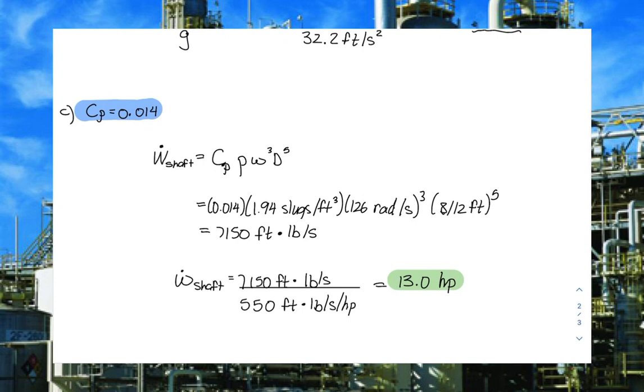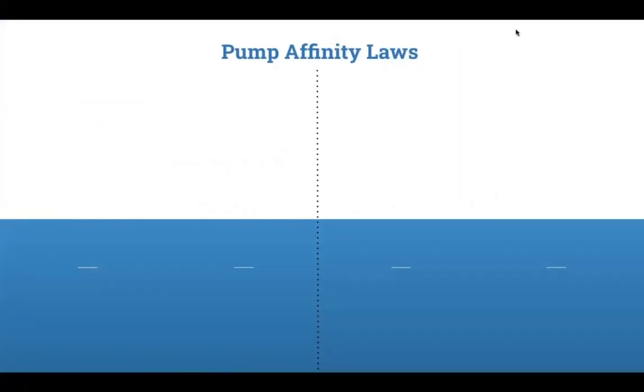Then in order to calculate the shaft horsepower, we'd rearrange the power coefficient equation. Based on the graph, CP is equal to 0.014, as shown here at peak efficiency. The rearrangement of the equation would give us that the shaft power is equal to the power coefficient times the density times the rotational speed cubed times the diameter to the 5th power, which would give us 7,150 foot-pounds per second, and converted would give us 13 horsepower.